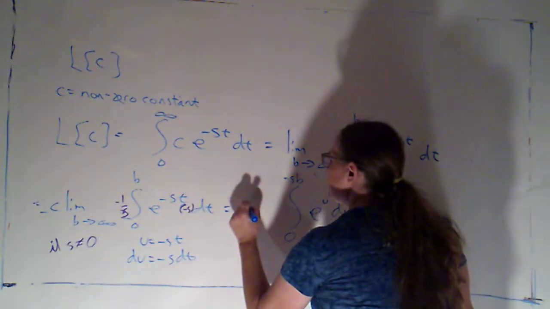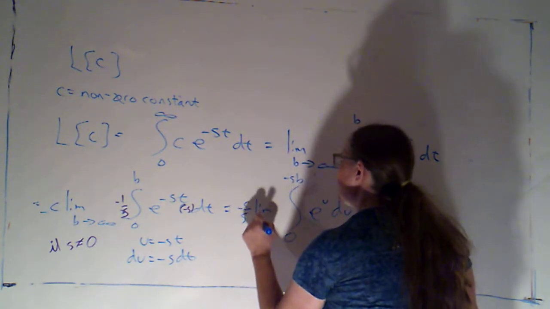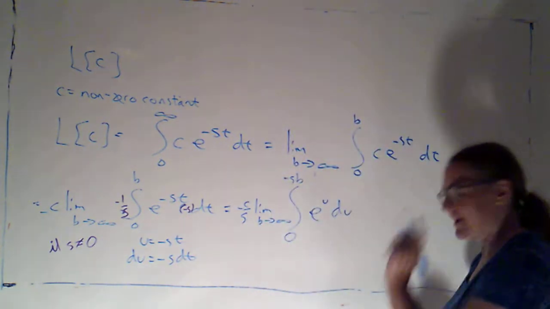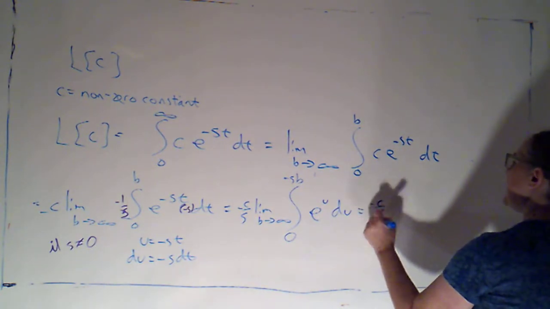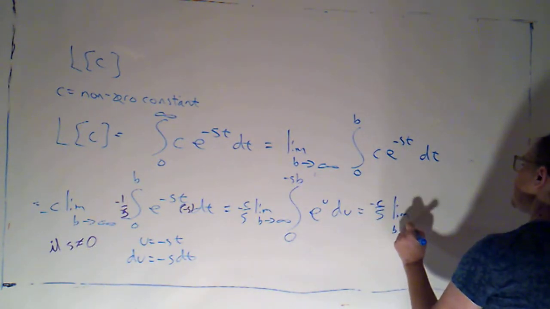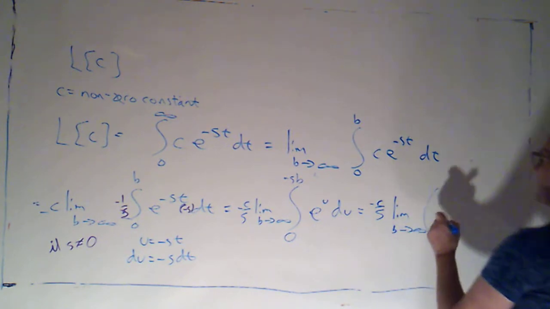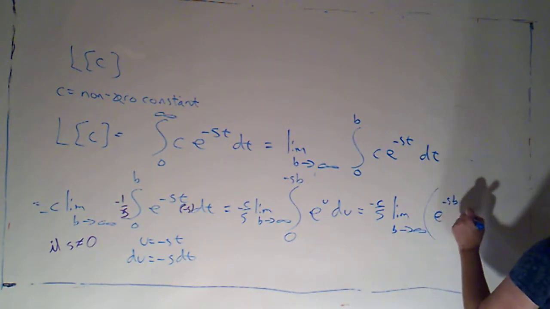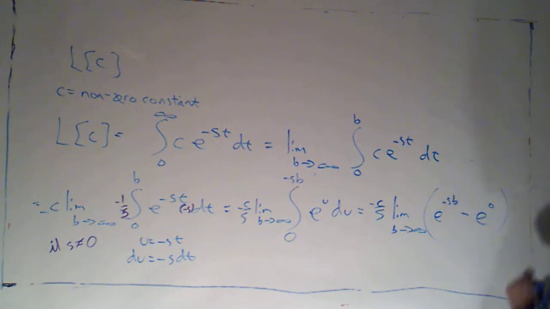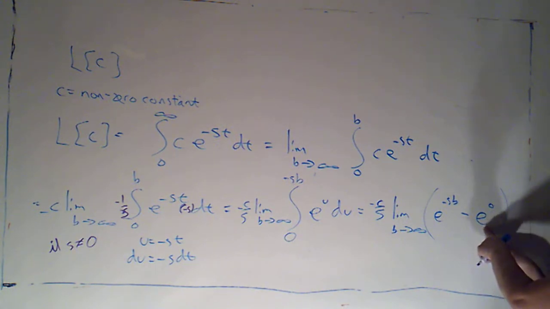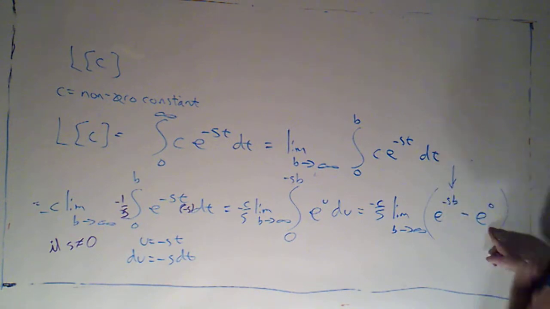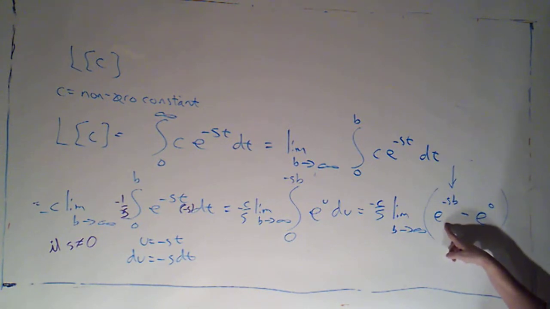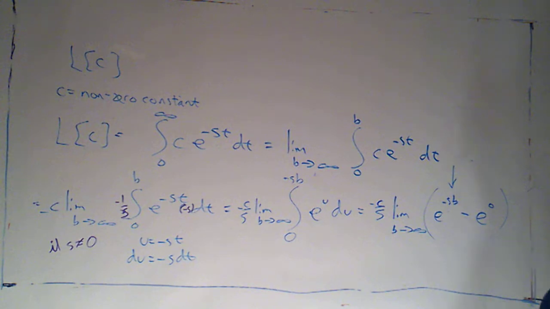That should have been negative c over s times the limit as b goes to infinity. There we go. That's much better. All right, so that's negative c over s times the limit as b goes to infinity of e to the negative sb minus e to the 0. Now, of course, e to the 0 is just 1. What I'm concerned with is what this particular limit right here is, because that's the only part that involves b.